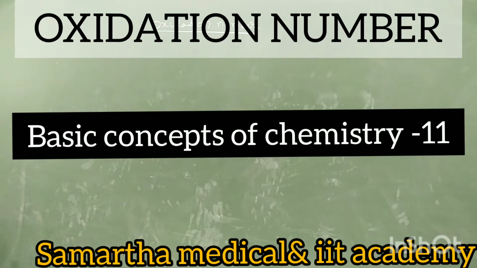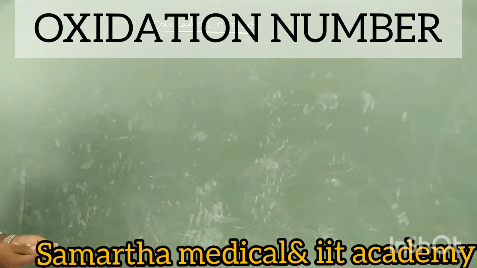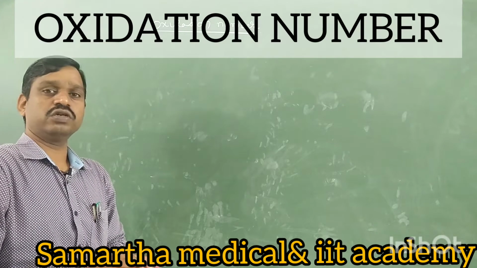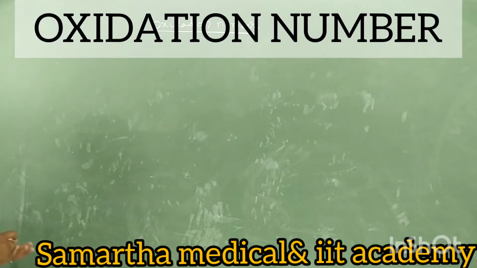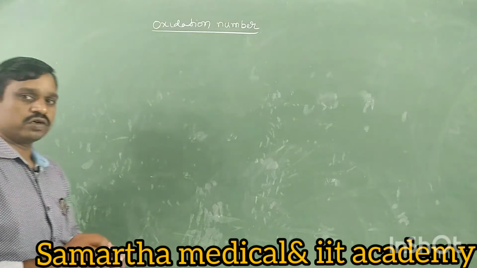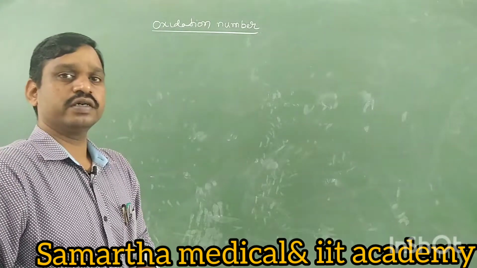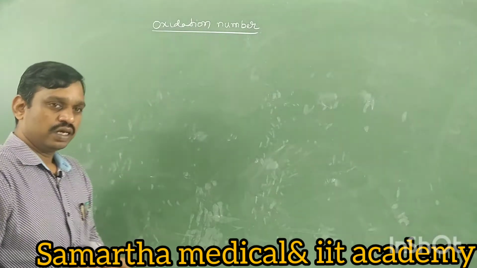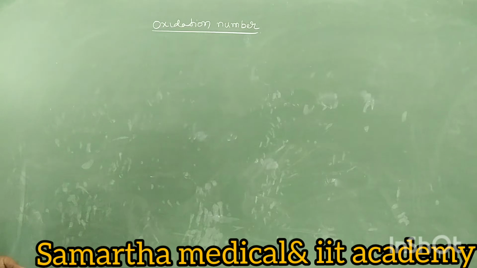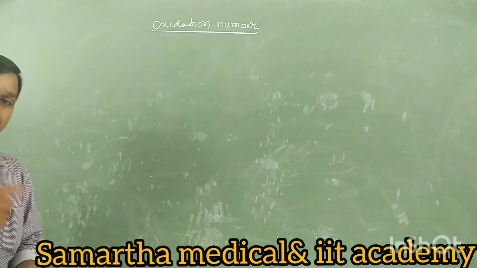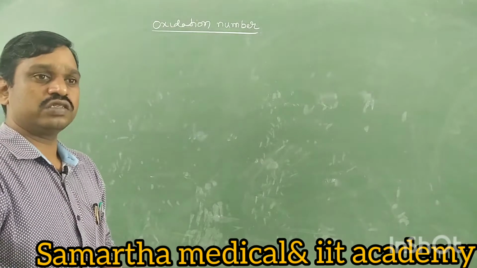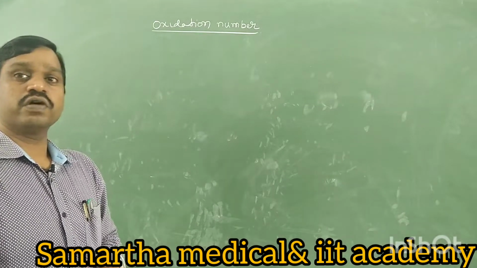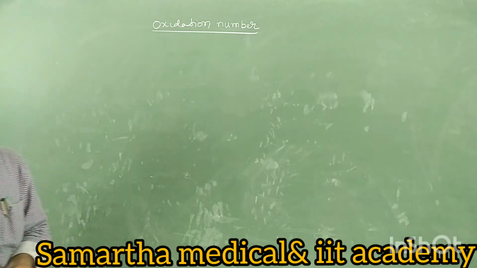Right. So let us continue the topic oxidation number. Then later we will discuss redox reaction. So what is oxidation number and how to calculate the oxidation number of a given element in a compound, and the importance of oxidation number, and next what is redox reaction, and what is an oxidizing agent and what is a reducing agent, and most important is balancing redox reaction.